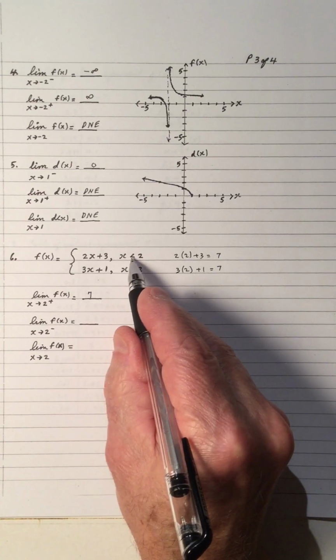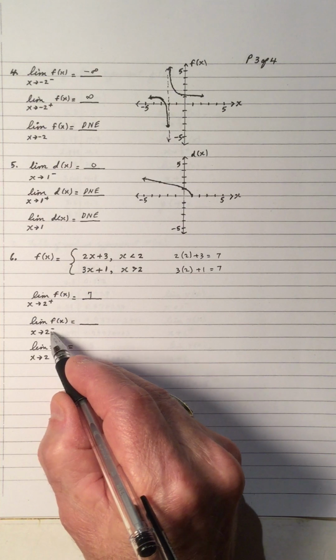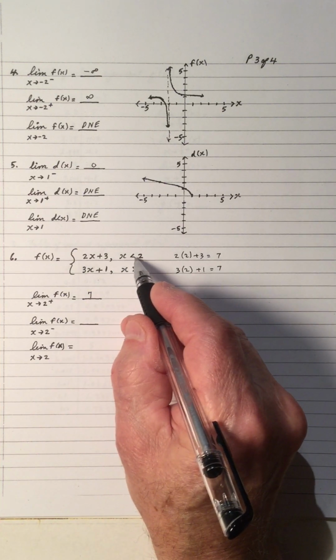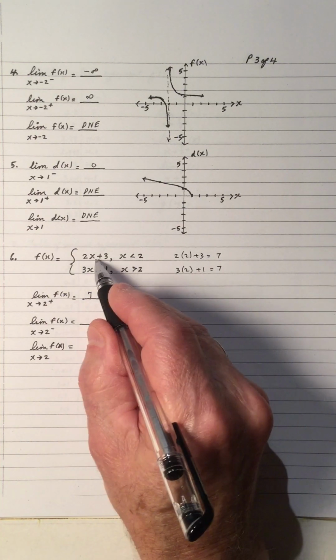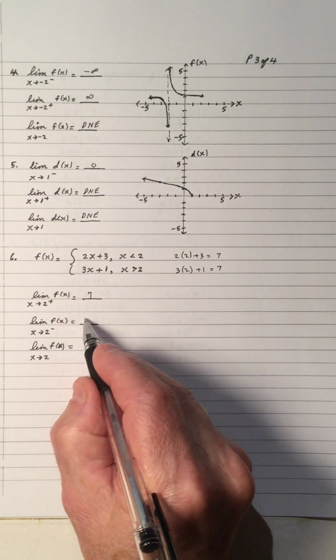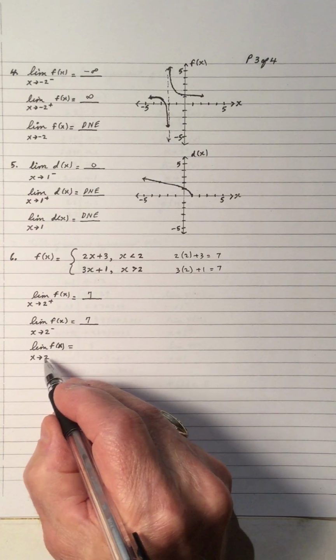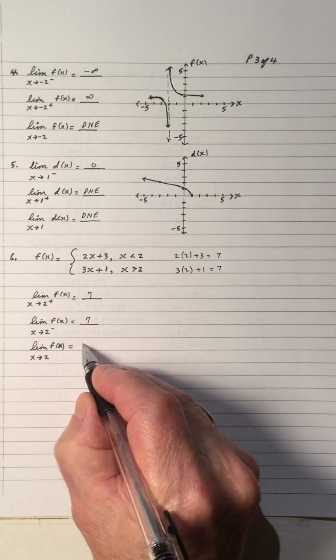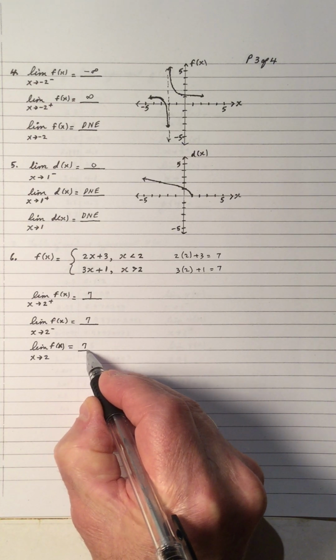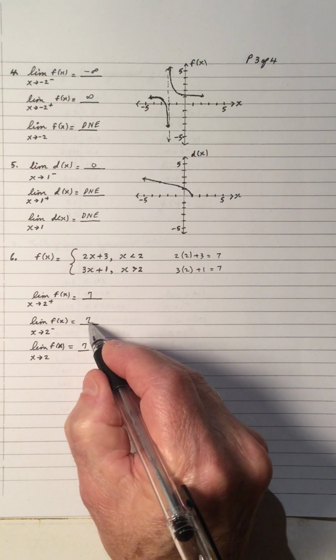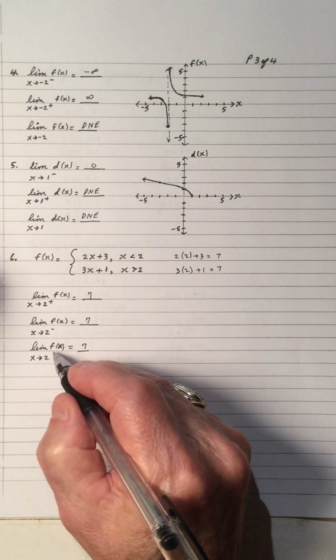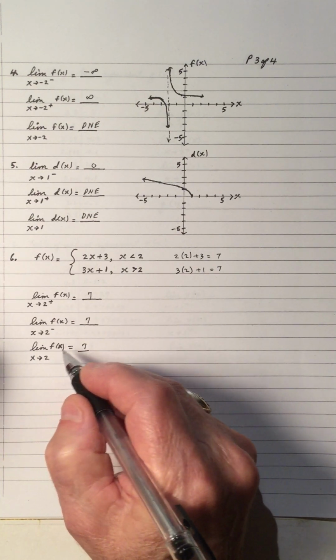And if you do it on the left side, 2 on the left side is this one. Left side is less than 2. And we put 2 in here, we get a 7. And what's the limit of the f of x as you approach 2? The answer is 7. The left side equals the right side, 7, so the limit of the f of x at 2 is 7.